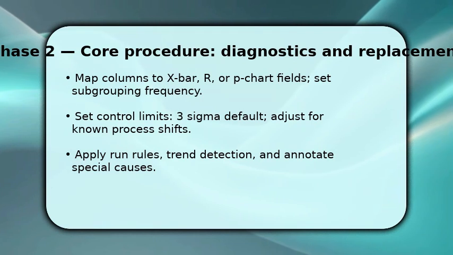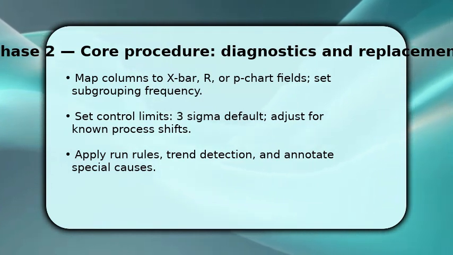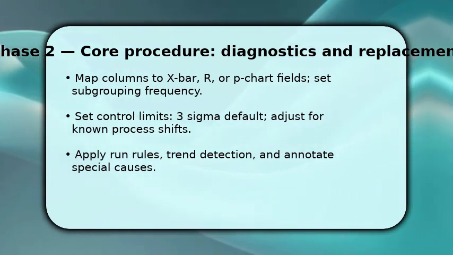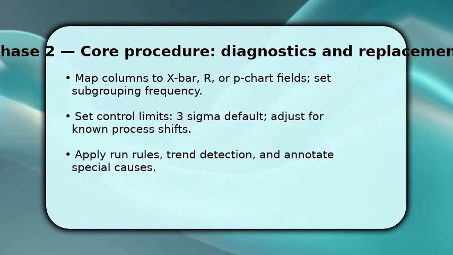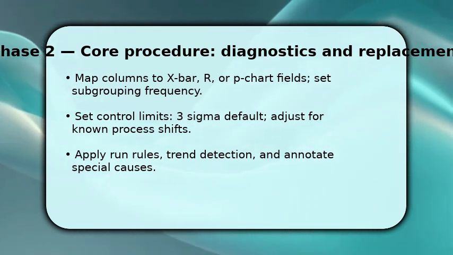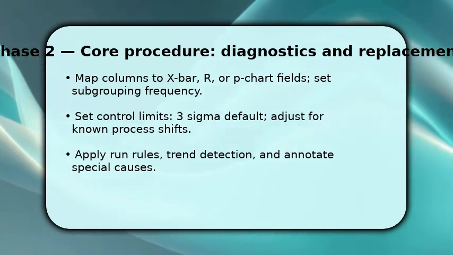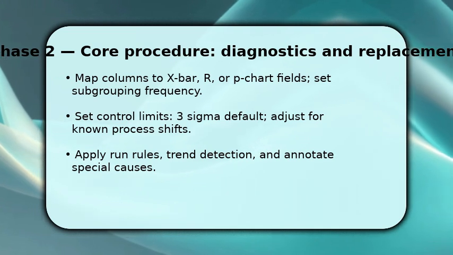First, map your data to the correct chart type: X_R for measurements, P-chart for proportions, and define subgroup frequency so points represent comparable samples. Then calculate control limits, using 3 sigma as the standard starting point, and adjust only if you have documented process shifts.